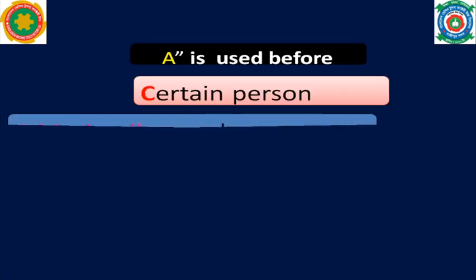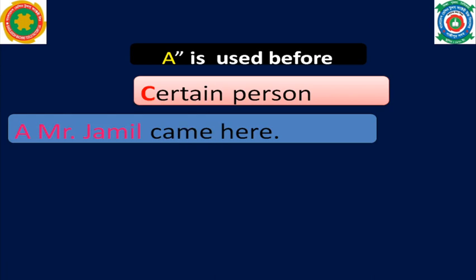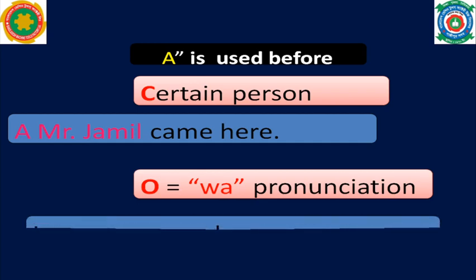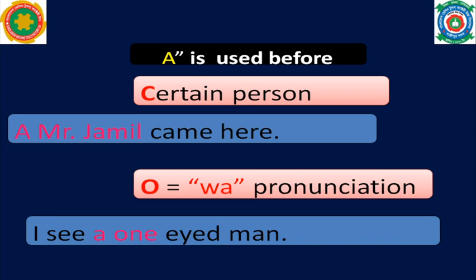In case of a certain person, you should use a, right? A Mr. Jamil came here. In case of a certain person, you should use a. But when a word begins with a vowel letter that sounds like wa, though o is a vowel, for this pronunciation wa, you should use a. I see a one-eyed man.